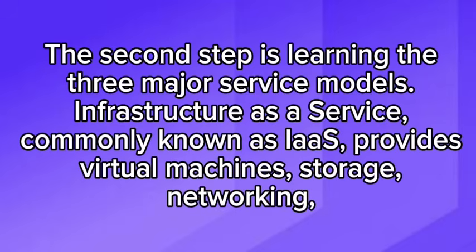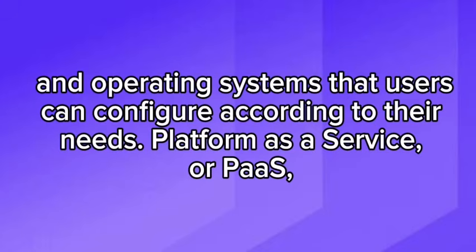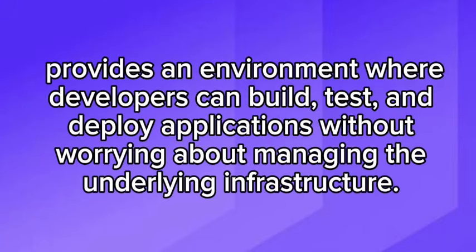The second step is learning the three major service models. Infrastructure as a service, commonly known as IaaS, provides virtual machines, storage, networking, and operating systems that users can configure according to their needs. Platform as a service, or PaaS, provides an environment where developers can build, test, and deploy applications without worrying about managing the underlying infrastructure.